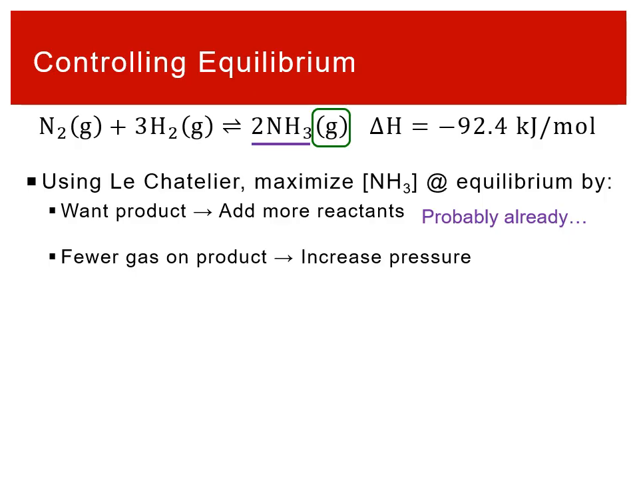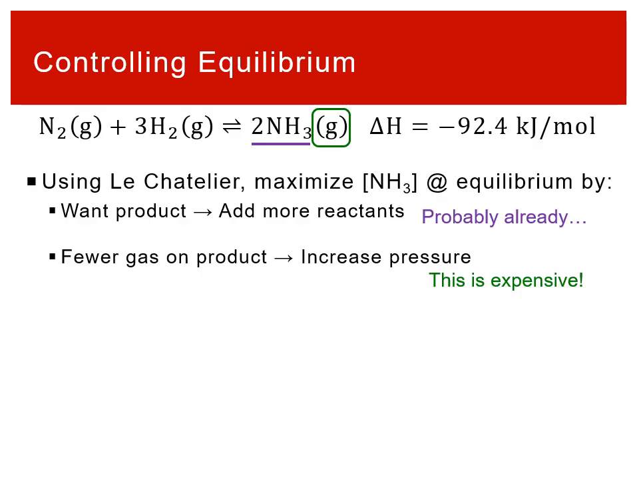So I can look and see that I want more product. The product side has 2 NH3. That's fewer gas molecules than the N2 and 3 H2 on the reactant side, so 4 to 2. If I want to favor the side with fewer gas molecules, I can decrease the volume or increase the pressure. Either of those things would do it.